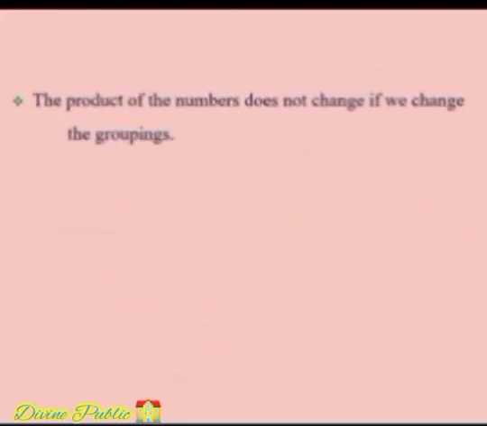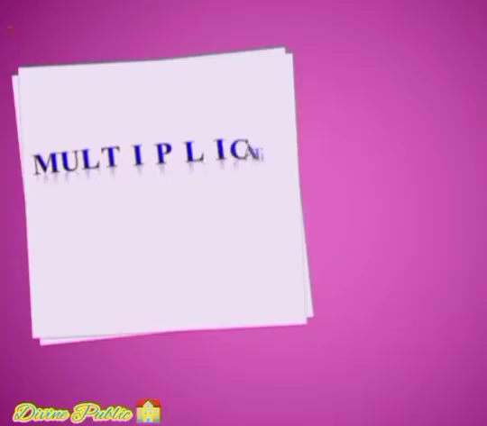The product of the numbers does not change if we change the groupings. For example, 45 multiplied by 6 multiplied by 4 equals 6 multiplied by 4 multiplied by 45. That should be 1080 or 1080.